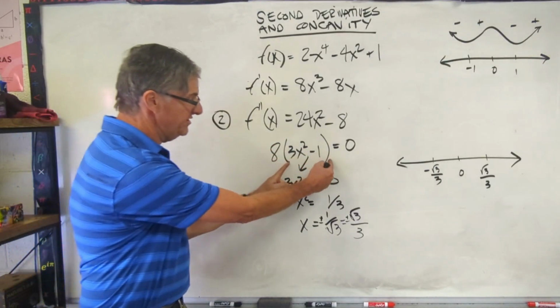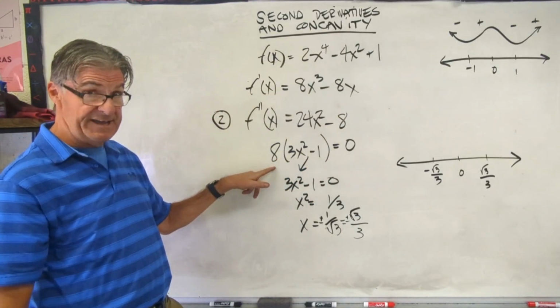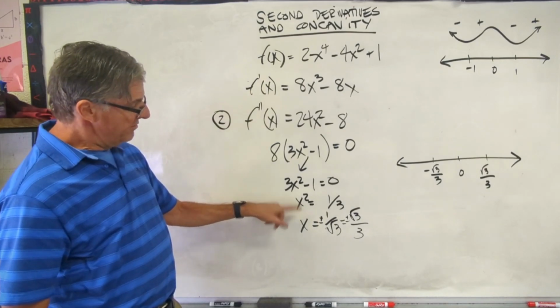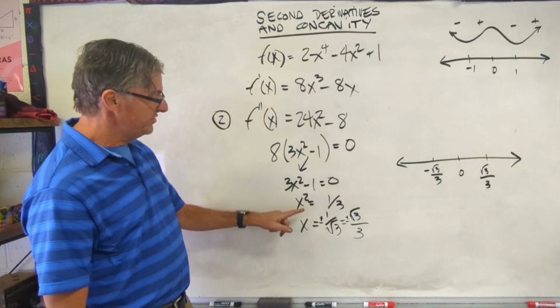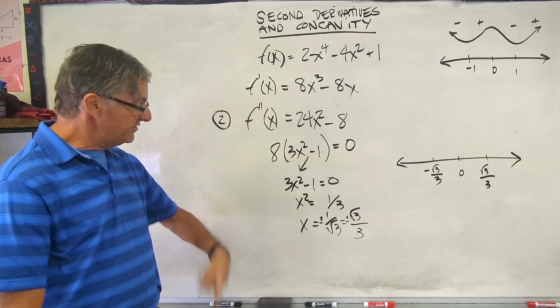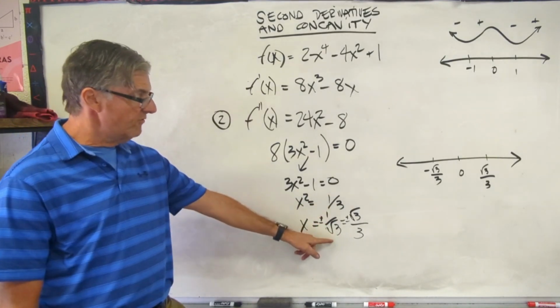I'm going to take this term here and set it equal to 0, because the 8 doesn't matter. There's no x's by it. So 3x squared minus 1 equals 0. That reduces down to x squared equals 1/3. Take the square root of both sides. I get x equals plus or minus 1 over root 3.